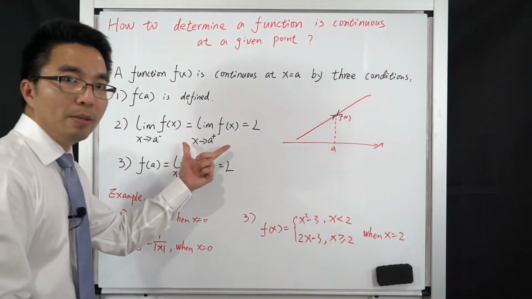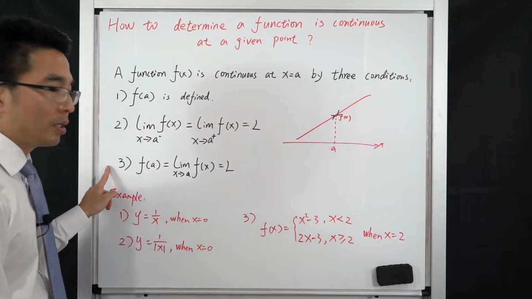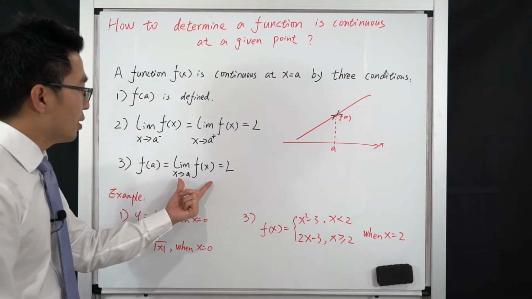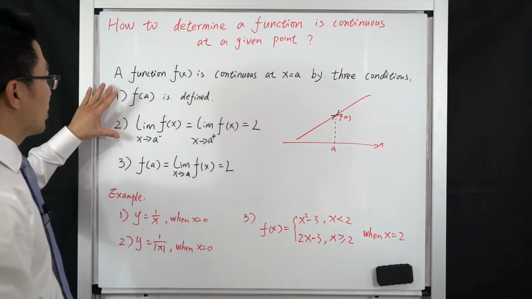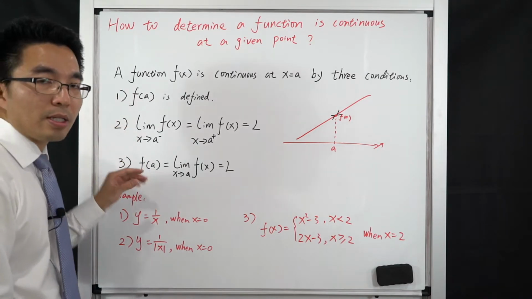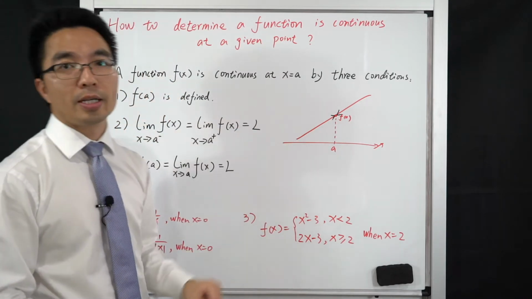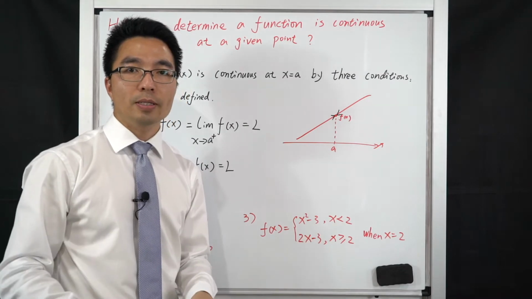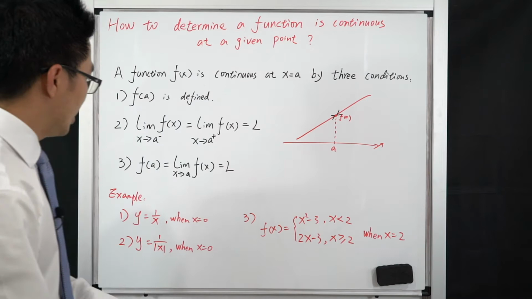If these two limits are equal, then we have to check the last condition. The function at x equal to a equals the limit of the function when x approaches a. If they're the same, then combining these three conditions, we can say that this function is continuous at the point x equal to a. If the function is continuous at all the points in its domain, then we can say this function is a continuous function.